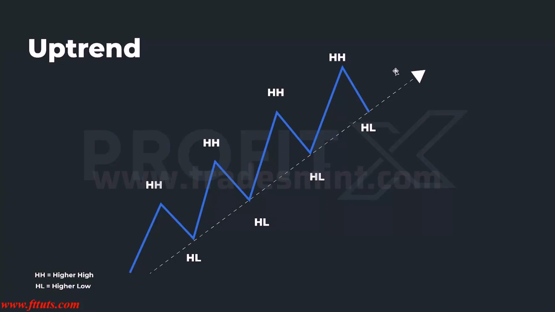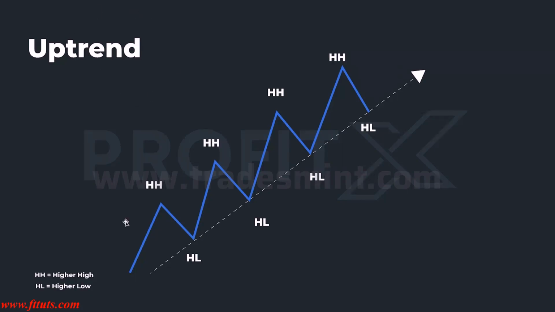When we're trying to identify our edge, first we need to know the direction of the market. Where are the professional traders taking the market? Where are the institutions taking the market? And we want to swim with the big fish. We want to go in the direction of the big fish, of the big institutions and the professional traders.